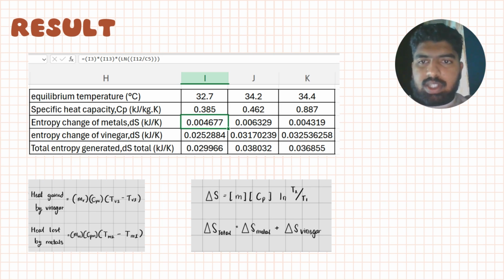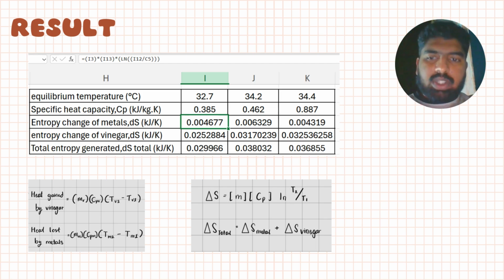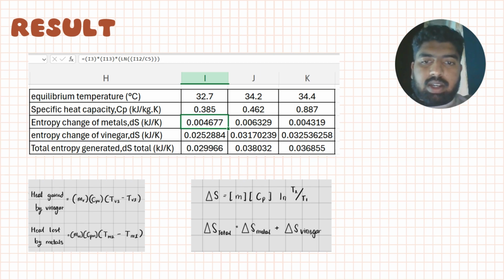So for our result, to find the entropy change of metals and the entropy change of vinegar, I've just shown some simple calculations of how to find the entropy change. Entropy change, or ΔS, can be obtained by multiplying the mass of the substance with the specific heat capacity of the substance and with the natural log, ln, of T2, which is the final temperature, divided by T1, which is the initial temperature.